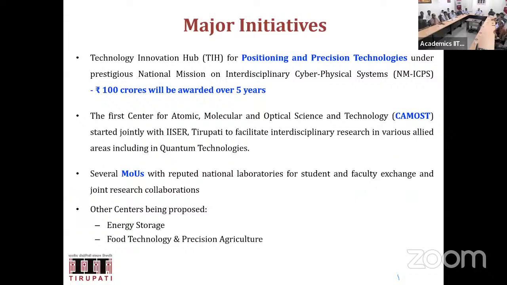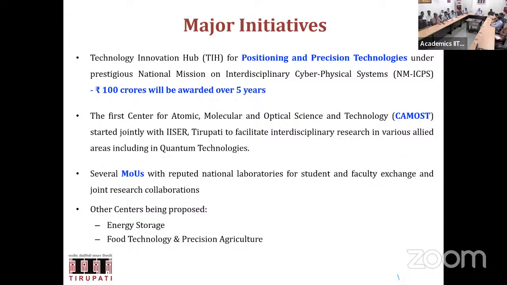Recently, there is a national mission on interdisciplinary cyber physical systems, CPS, where they're supporting 25 hubs across various institutions. And IIT Tirupati, in spite of being a new institute, has been selected to be one of the hubs. So there's a 100 crores grant over 5 years under the vertical on positioning and precision technologies. This includes technologies like GIS, GPS, remote sensing, tracking of satellites, tracking of missiles, all these kinds of technologies. And we are trying to create a very large startup ecosystem in this particular domain in this institute.